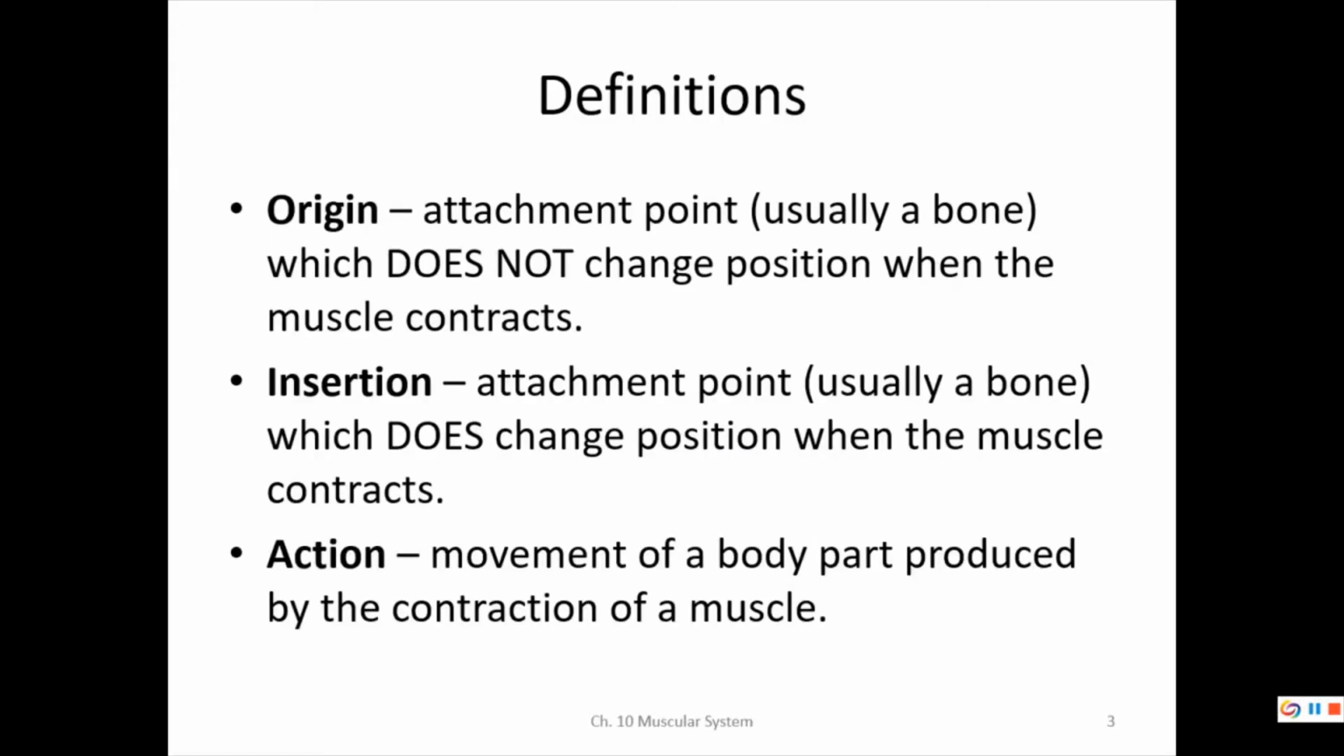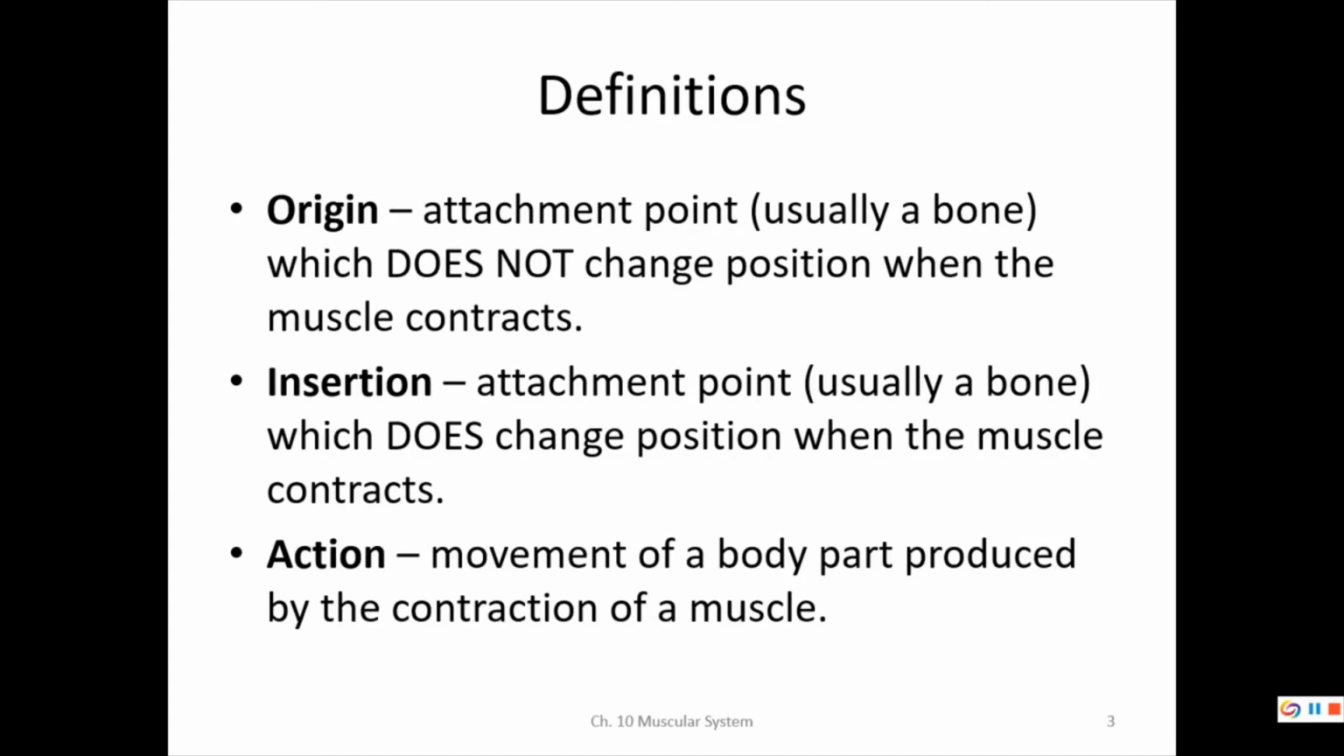Muscles have attachment points. The origin is usually on a bone, but there can be origin points on soft tissues, ligamentous tissues, or skin, for example, especially insertions. But it is the part that does not change position when the muscle contracts. The origin would be like its anchor. It doesn't move when that muscle contracts, whereas the insertion does.